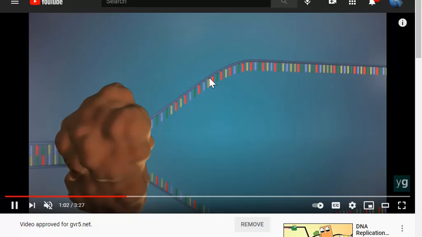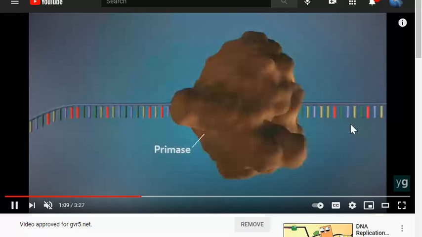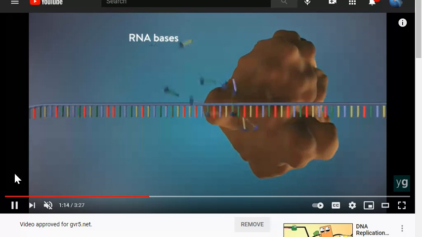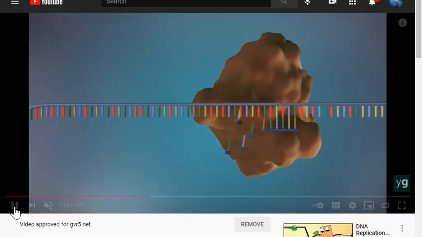Let's just focus on this template strand up here. This is going to be the leading strand. And the reason why, because you see when we build a new section, we're going to build it this way towards where the helicase was going. Okay, now let's talk about this enzyme.